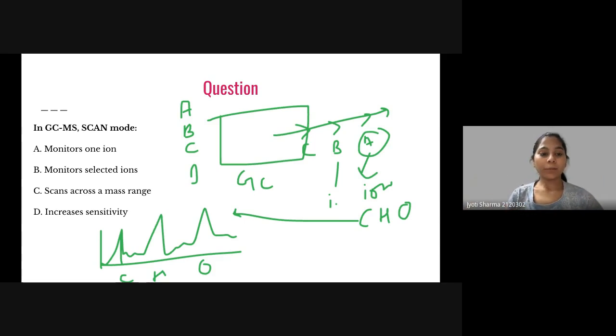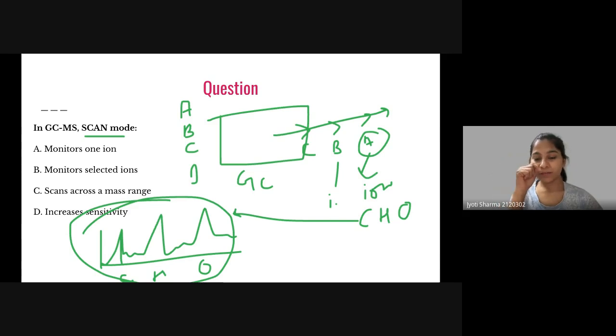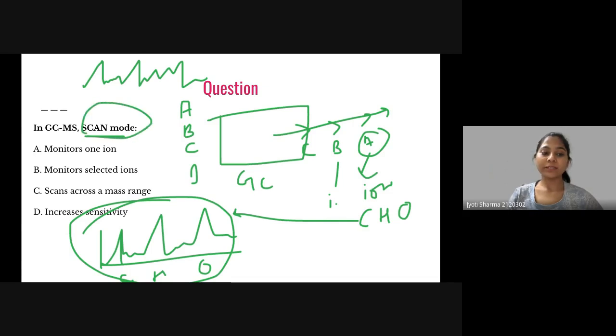So if we are talking about the scan, this will give you the full graph like this. It will give you each and every peak. So whatever mass we have, let's say we have a very small amount of anything, and the mass of that particular element is also very small, but still it will give you some peak whenever it encounters some mass and some charge. Either this is a large peak, or if it is a small peak, it will give you every peak. So this is nothing but the scan mode. So it is scanning across the mass range.